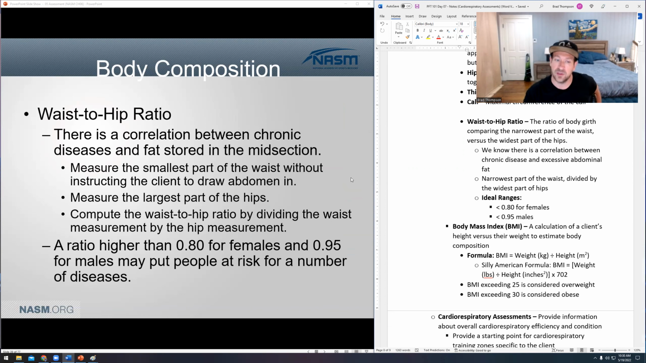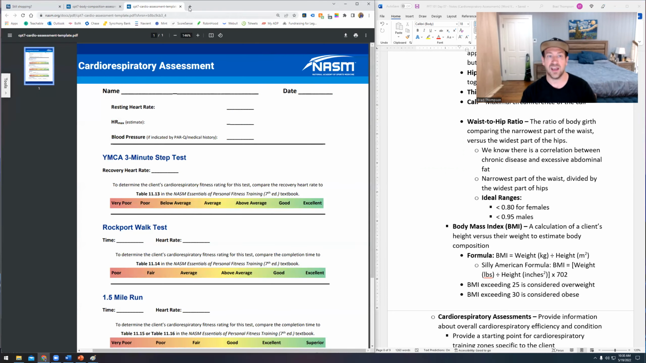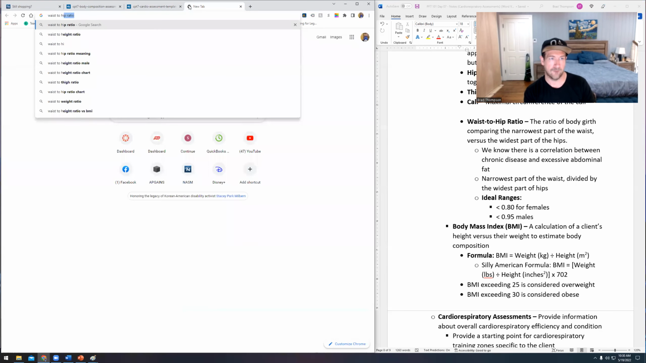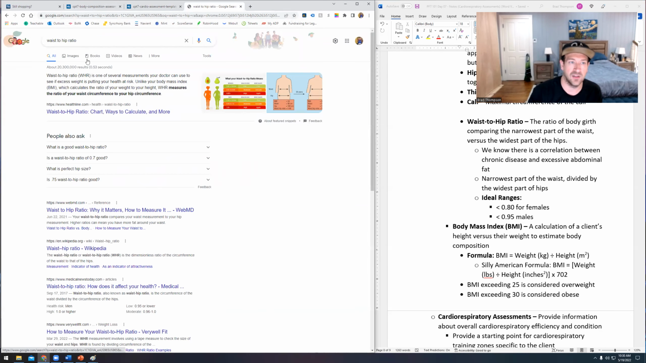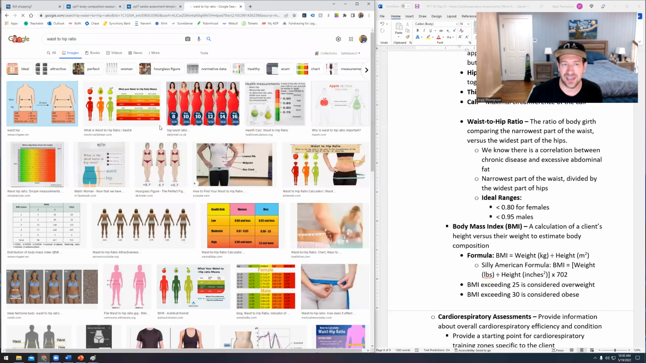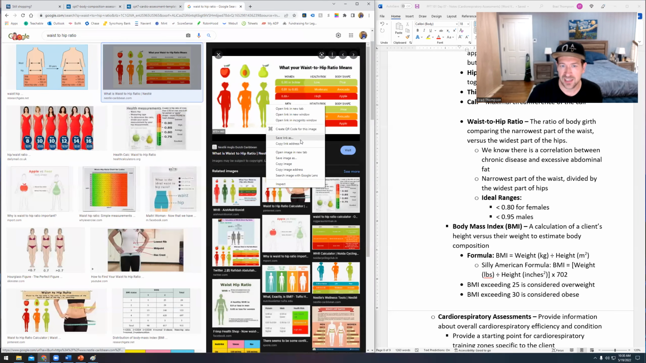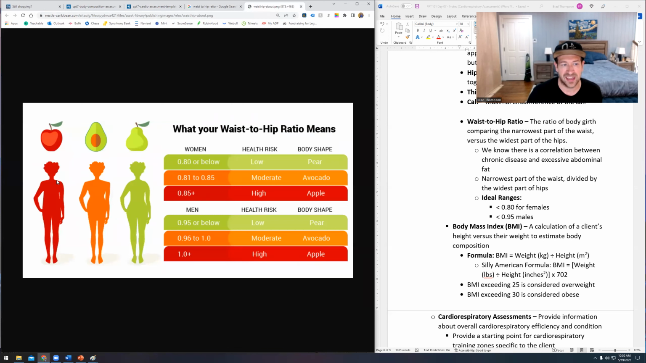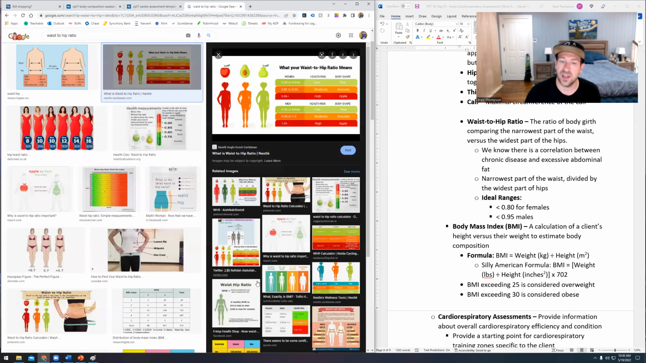So there is a correlation between body fat and this ratio. We know that there is more heart disease associated with an apple-based shape versus a pear-based shape. The pear shape is actually considered less of a health risk, weirdly enough. We're not 100% certain why.